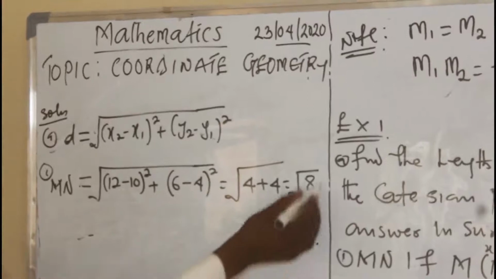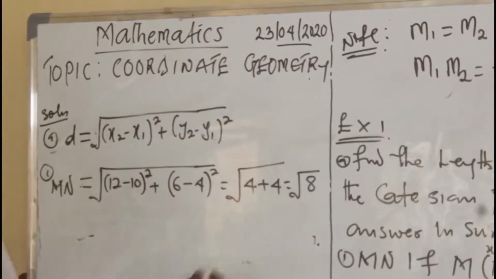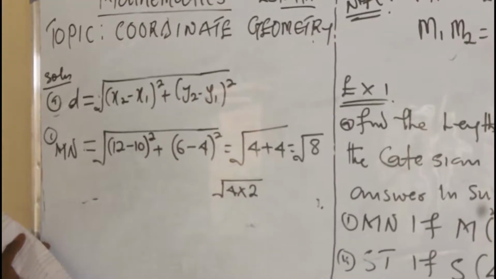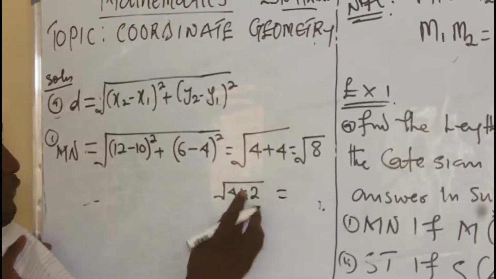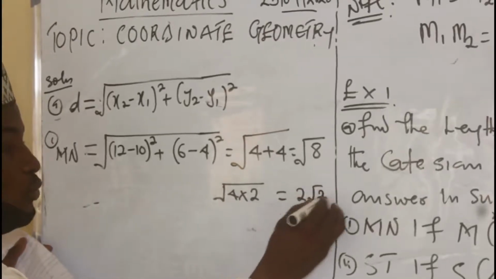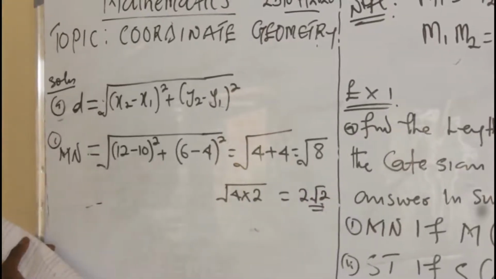But the question said we should leave our answer in surd form. So you are going to reduce root of 8. How do we reduce this root of 8? Root of 8 is the same thing as what? 4 times 2. Basic surd. Can we recall? So what is the root of 4? 2. So it's going out. So the answer is going to be what? 2 root 2. I hope you are together.